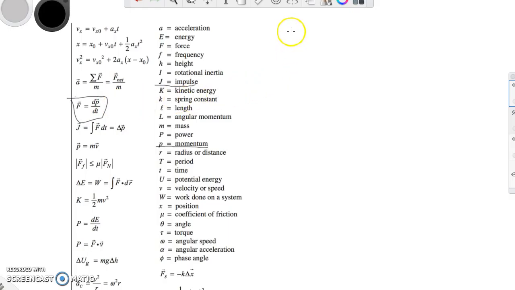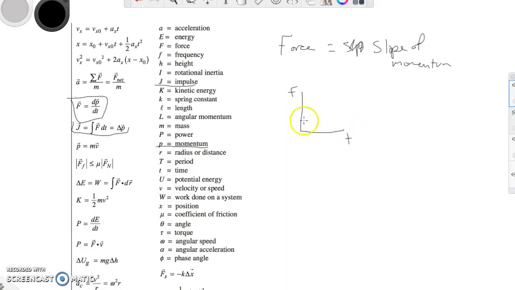What this is saying is that force is the rate of change of momentum. So force is equal to the slope of momentum. If you have a momentum time graph, the force would be the slope. Also right here, this is pretty important, saying that impulse is the integral with respect to time of force and gives us the change in momentum. So if we have a graph of force and time, finding the area is going to give us the change in momentum.